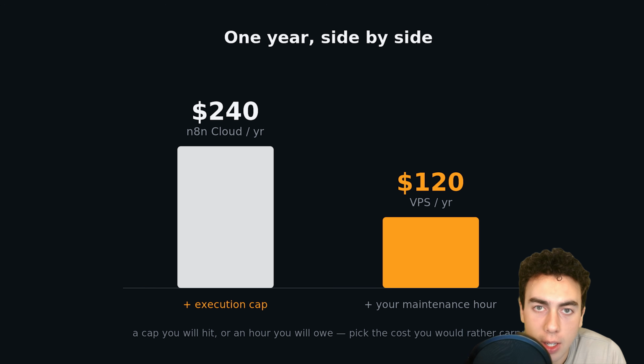So the real trade-off, stated cleanly, isn't cheap versus expensive, it's this. Cloud sells you zero maintenance and charges you a metered ceiling. A VPS sells you no ceiling and charges you the maintenance. You're not choosing the price, you're choosing which cost you'd rather carry, a cap or an hour.